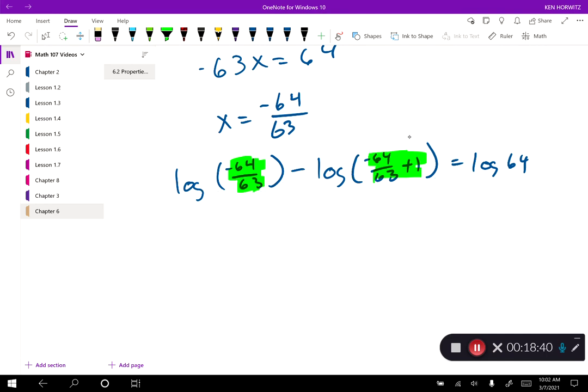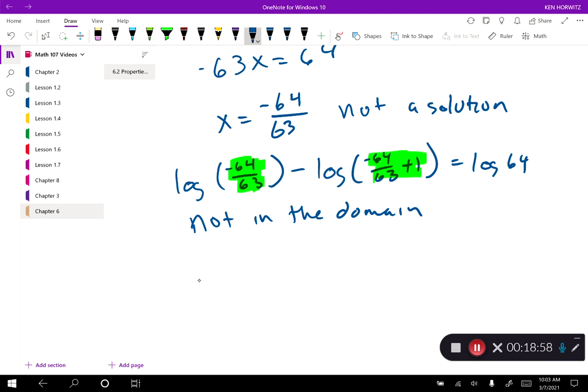Hence, it's an extraneous answer. Therefore, this is not a solution. Okay, because it's not in the domain. Therefore, the final answer would be no solution. All right. So again, there's going to be a lot of practice with the properties specifically in this section. In a later section, we'll talk more about whether it is or is not a solution when we talk about logarithmic equations. But this is just a little taste of what's to come.